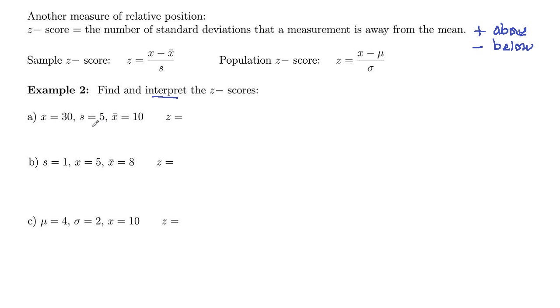So x is 30, s is 5, x bar is 10. So our z-score is x minus x bar over s. So that is going to be 30, our x, minus 10, our x bar, and divide by 5. So that's 20 divided by 5, which is 4. So that means that 30 is 4 standard deviations above the mean.